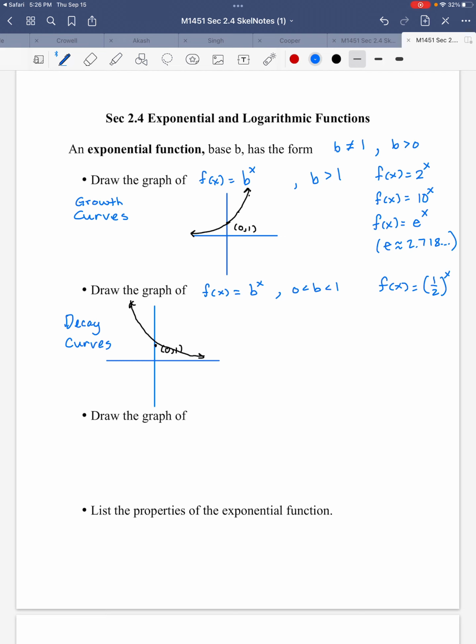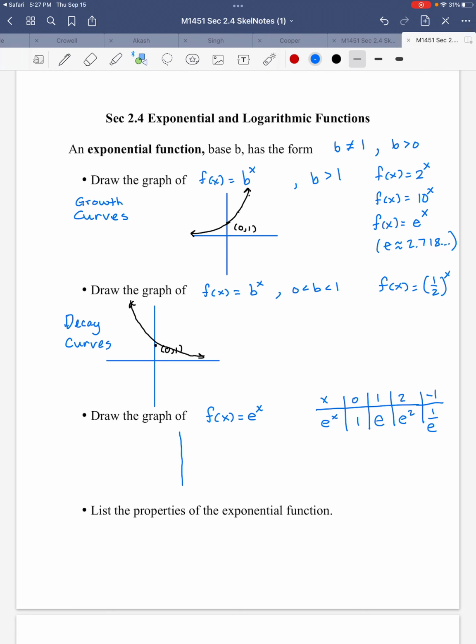So if I were to draw the graph of f of x is equal to e to the x, then the values that this thing passes through: if x is 0, e to the 0 is 1. If x is 1, e to the 1 is e. x is 2 gives me e squared. x is negative 1 gives me e to the negative 1, or 1 over e, roughly a third.